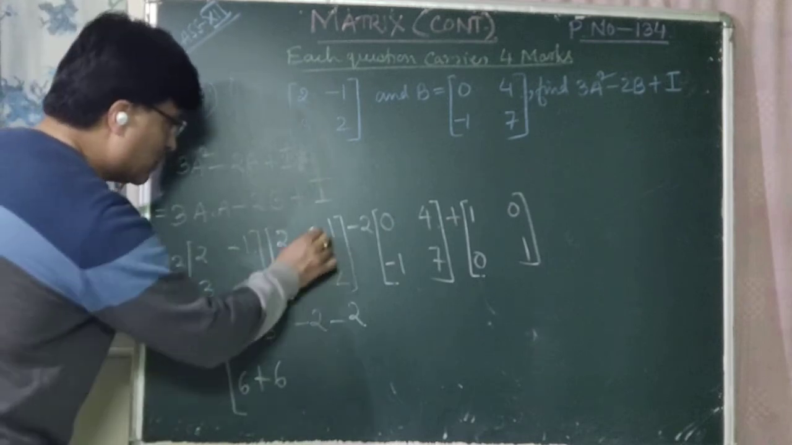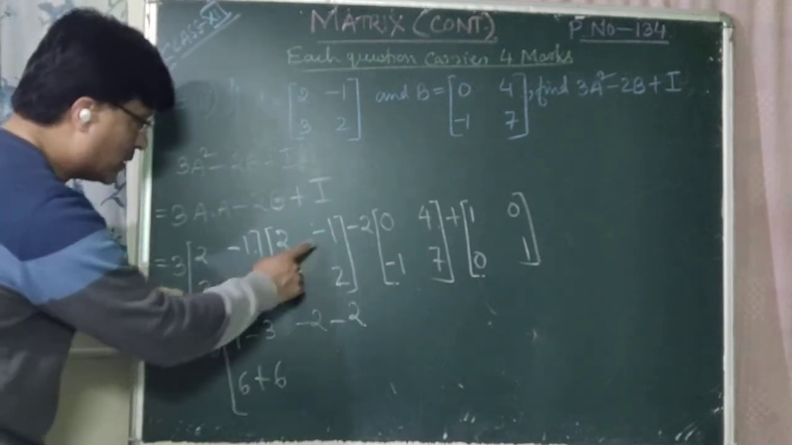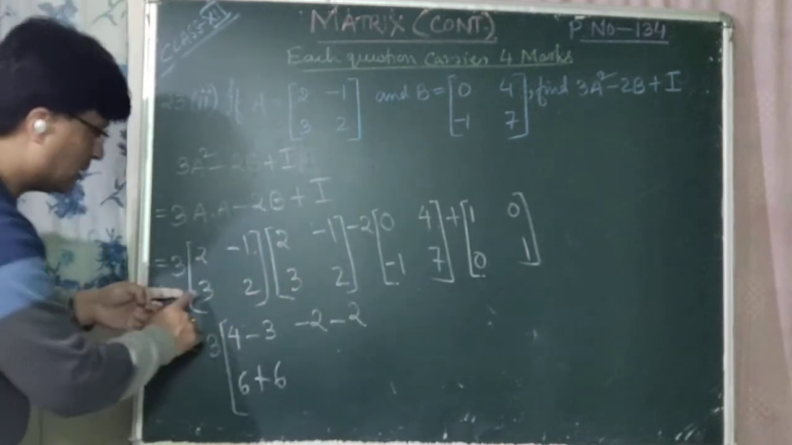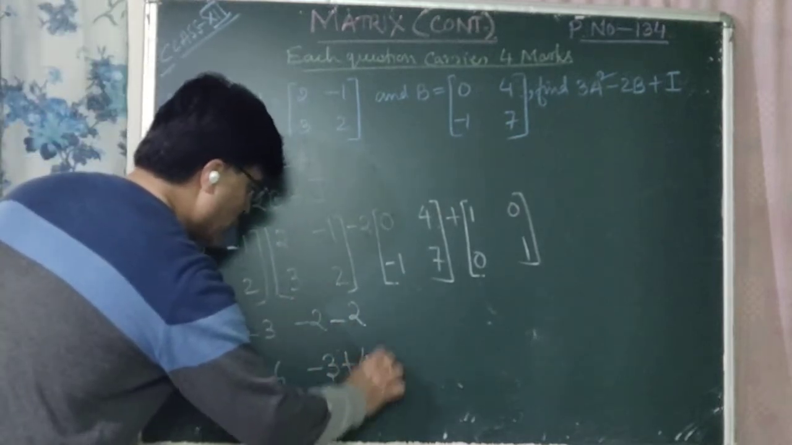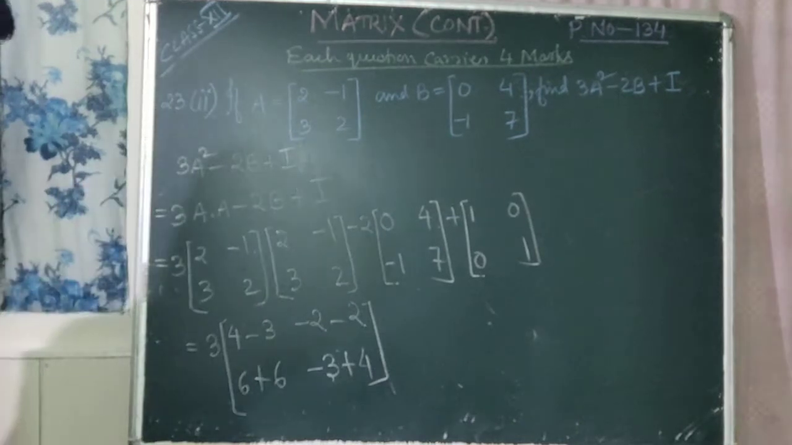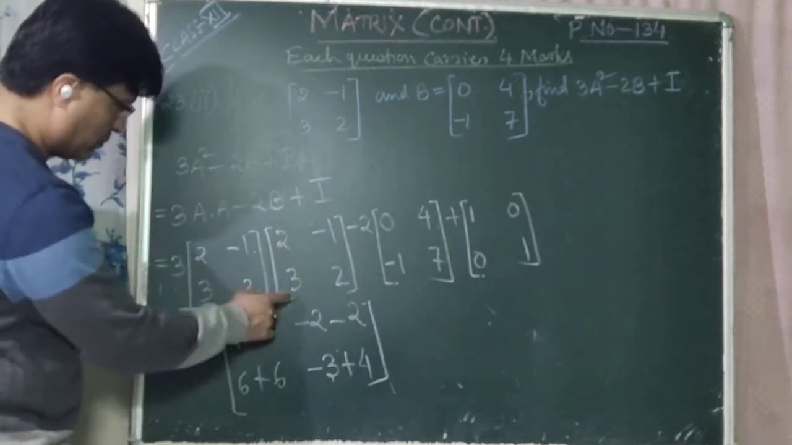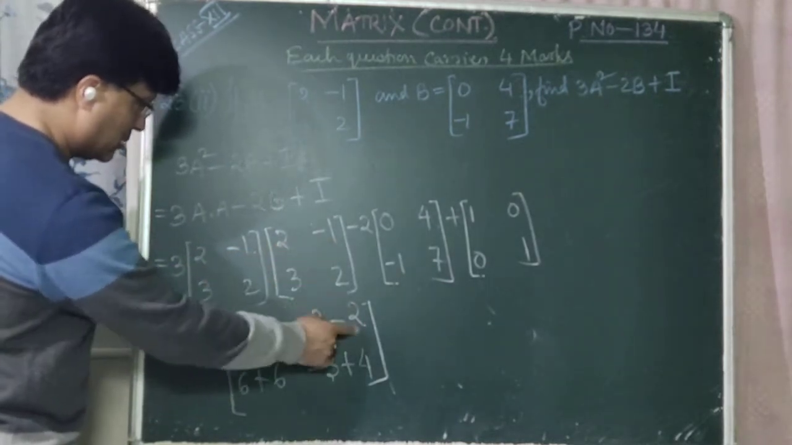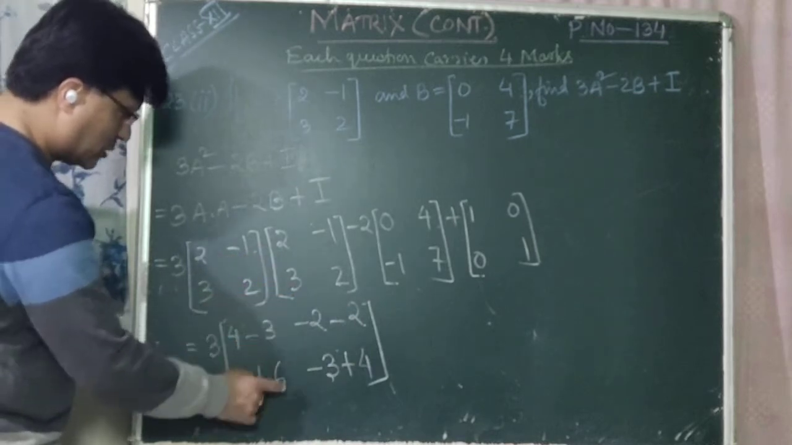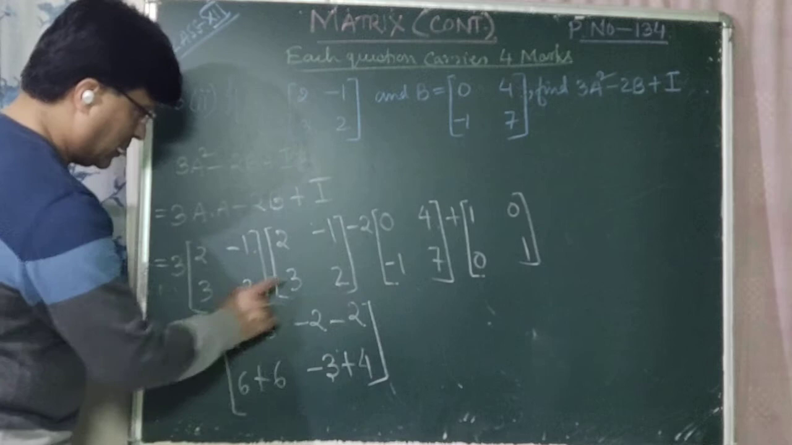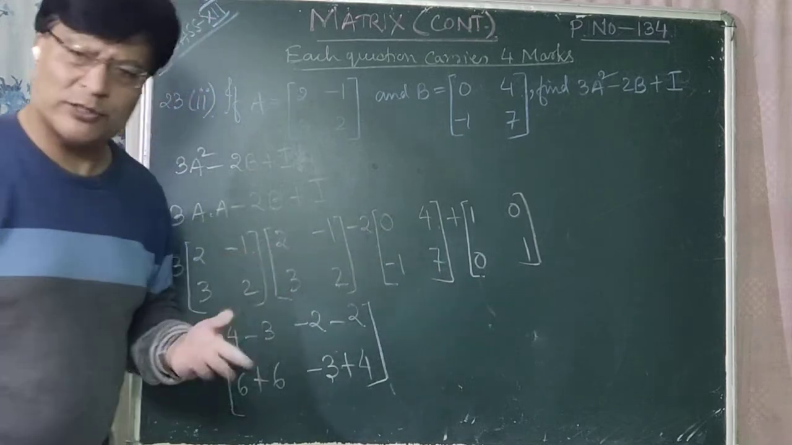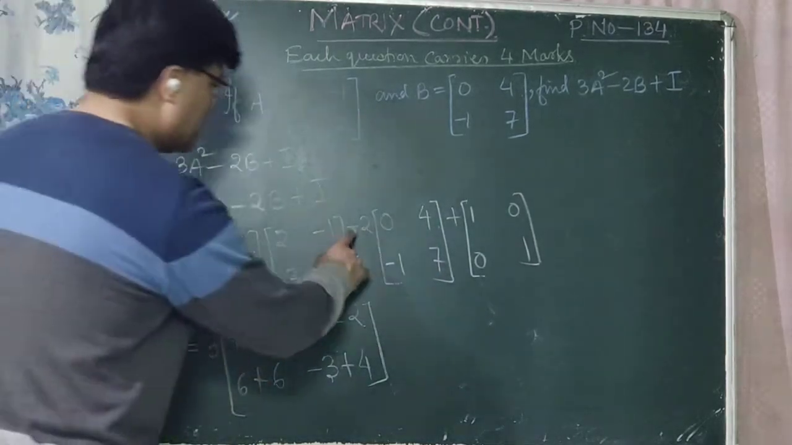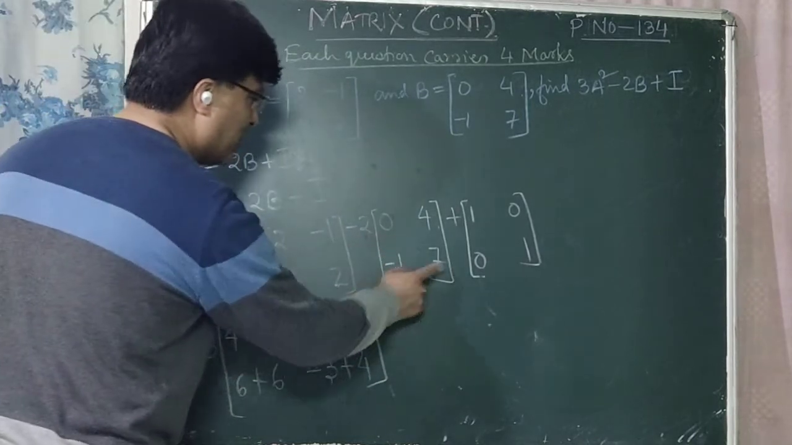Again, this second row should be multiplied by this second column. Corresponding elements should be multiplied. 3 into minus 1, minus 3 plus 2 2s are 4. Understood? So, this is your matrix multiplication. Okay? This is 2 2s are 4, minus 3, minus 2, minus 2, 3 2s are 6, plus 2 3s are 6, minus 3 plus 4. So, it's correct. So, now again minus 2 is the scalar multiplication of this matrix. You know that, isn't it? So, minus 2 should multiply all the elements in this matrix.